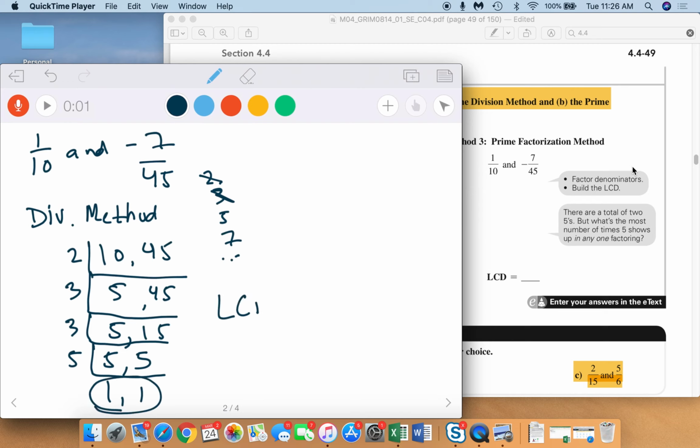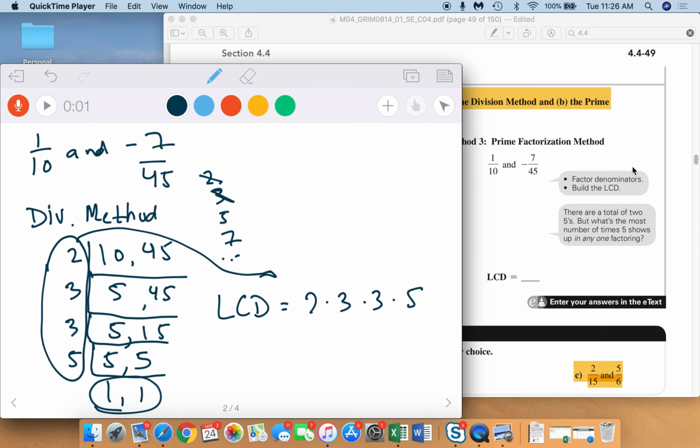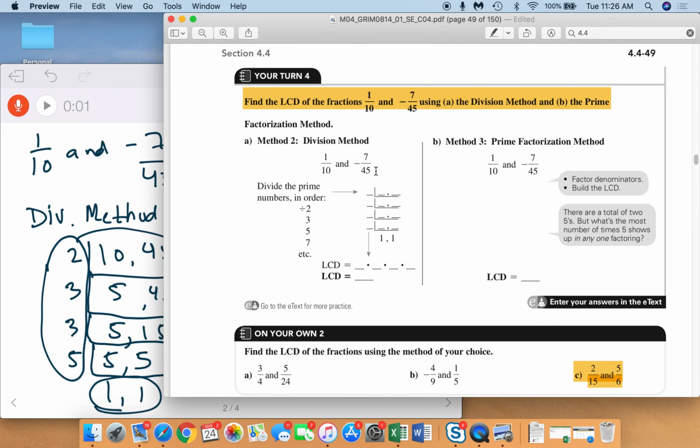Now we know our lowest common denominator is the multiplication of these numbers. So now we have 2 times 3 times 3 times 5. 2 times 3 is 6. 6 times 3 is 18. And I think 18 times 5 is 90. There we go. So our lowest common denominator here is 90. And now looking back, I can kind of see that because 45 times 2 is 90. And I know 90 is divisible by 10. So I kind of saw that coming.